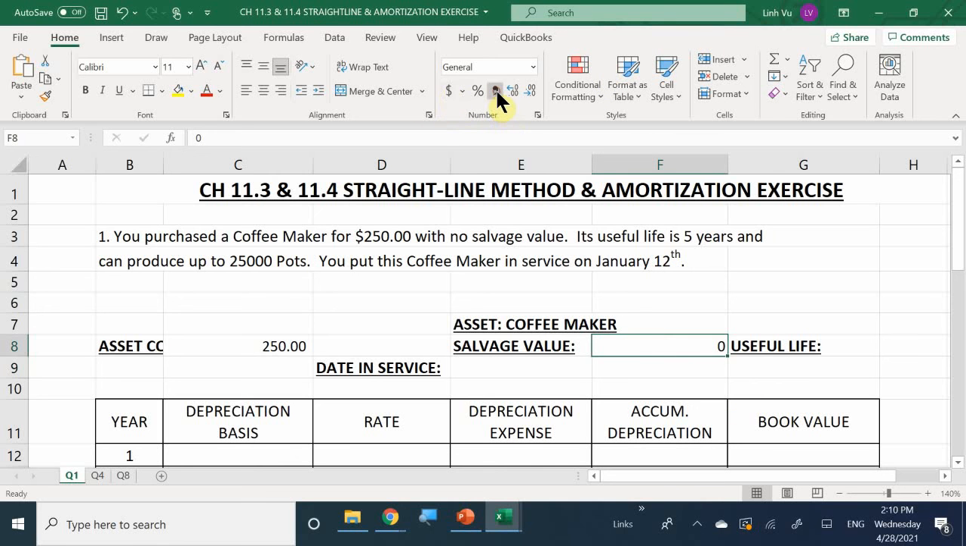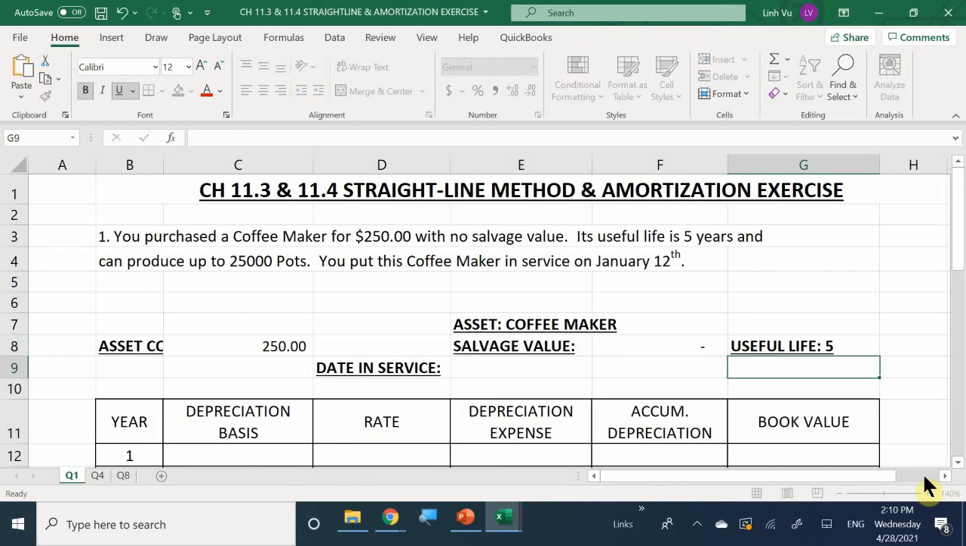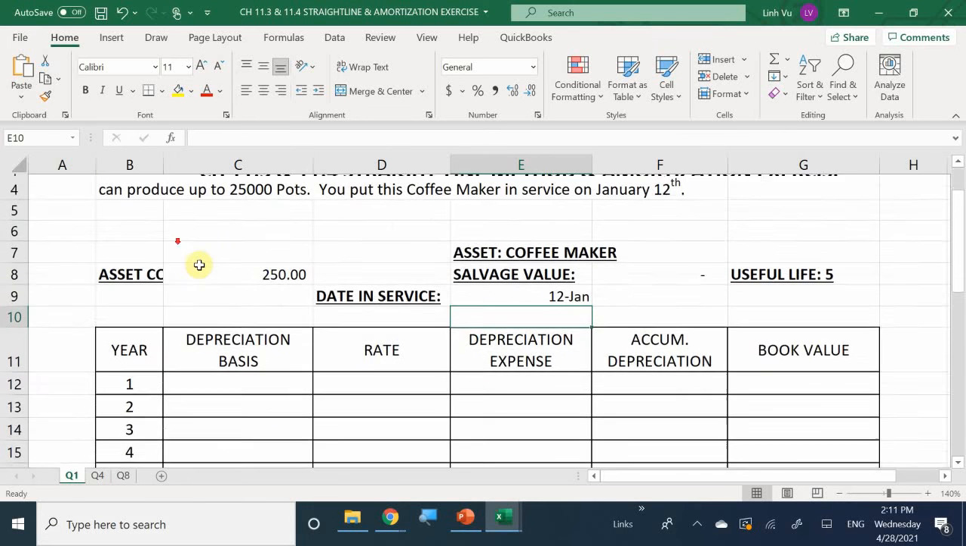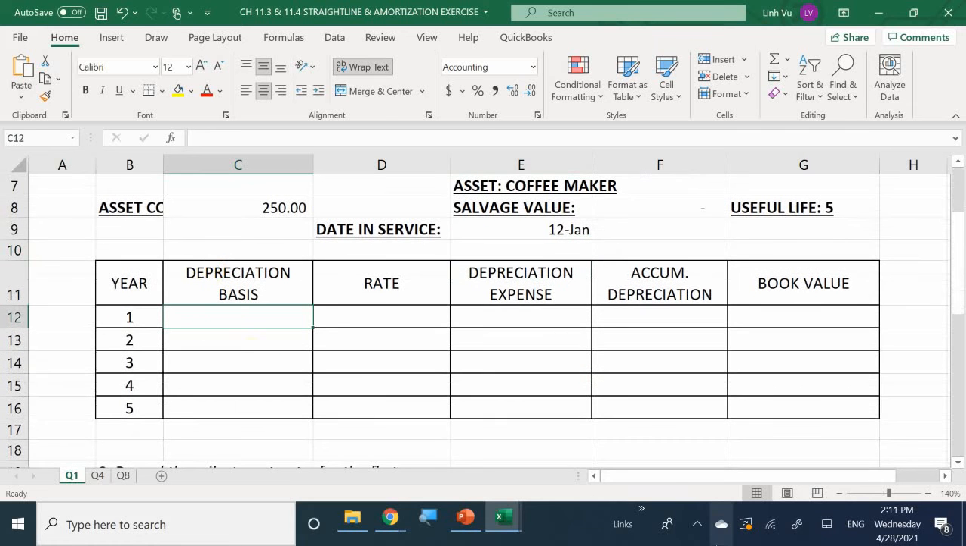Okay. What's the estimated useful life? 5 years. And lastly, what's the date that we placed into service? January 12th. So what does that tell us? We get the whole year. That means we need to depreciate for the month of January all the way to December. Excellent. So let's go ahead and fill out our table.